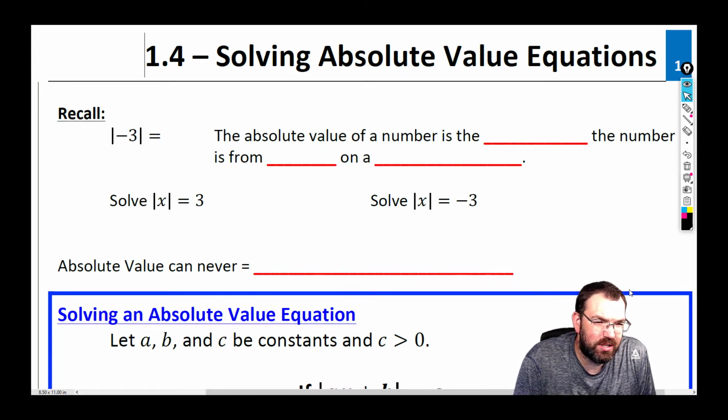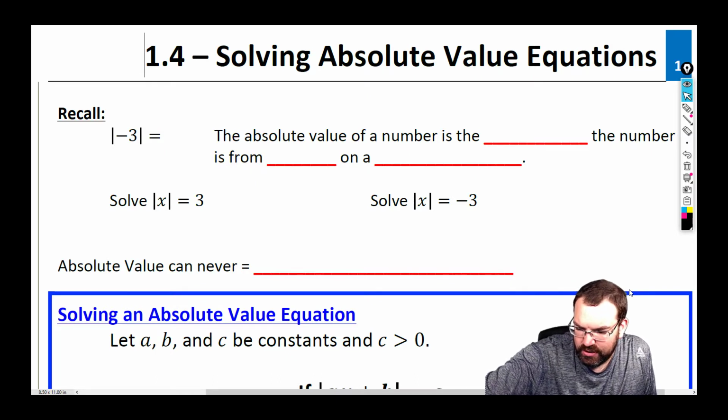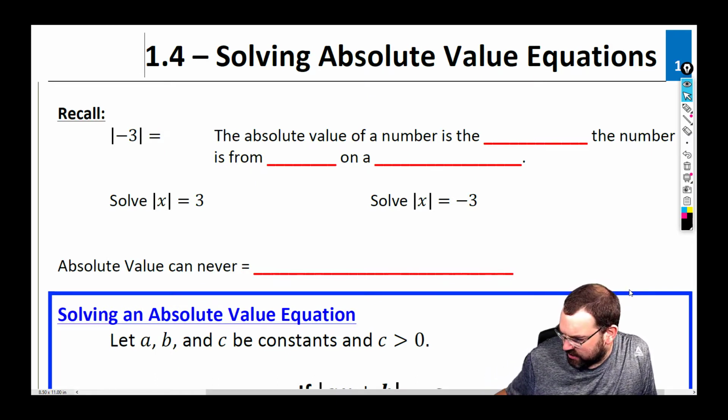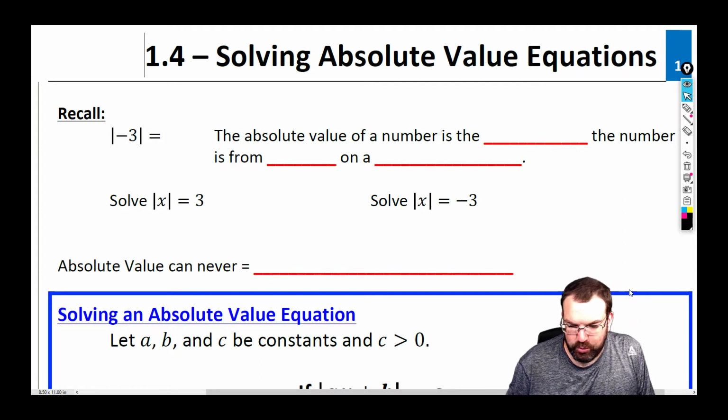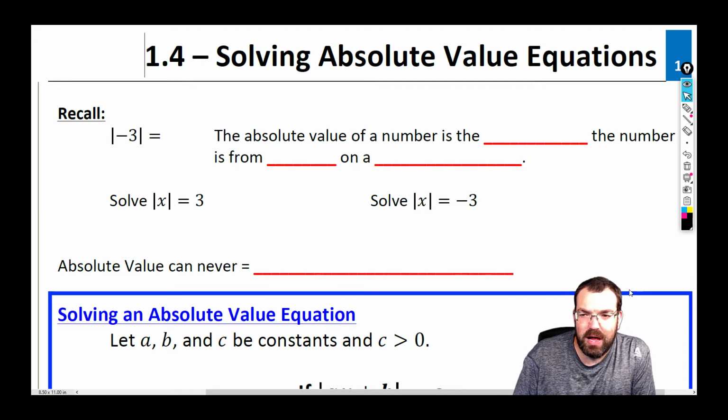So this is something we have to start doing in Algebra 2 now. Standards changed last year, and now we have to do this. It was in Algebra 1, but you guys didn't do it anyway in Algebra 1. We're going to do it in Algebra 2. Okay, so solving absolute value equations.